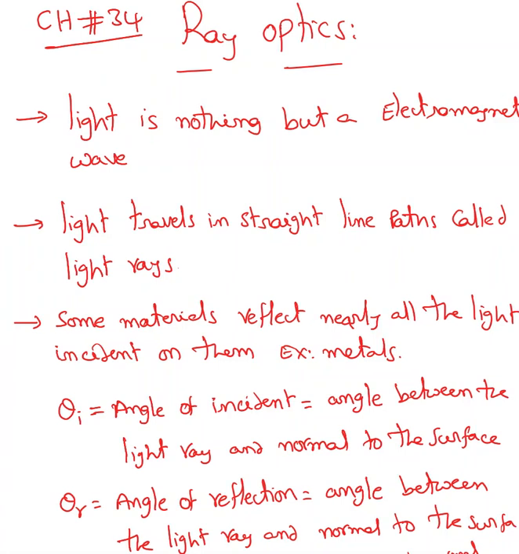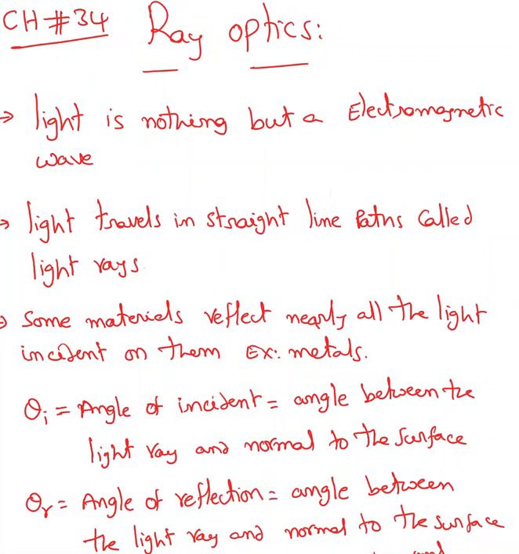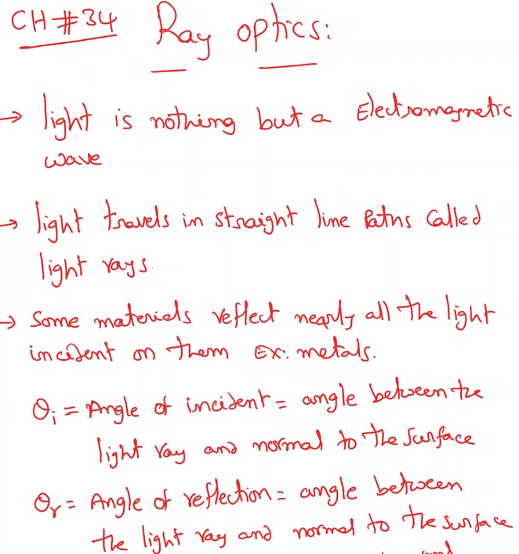In this video, we're going to talk about ray optics. Light is nothing but an electromagnetic wave. So far, we learned that from the previous chapter. Light travels in a straight line, along paths called light rays.